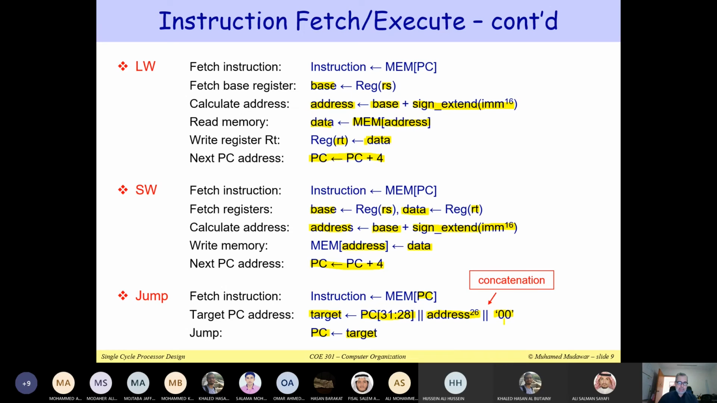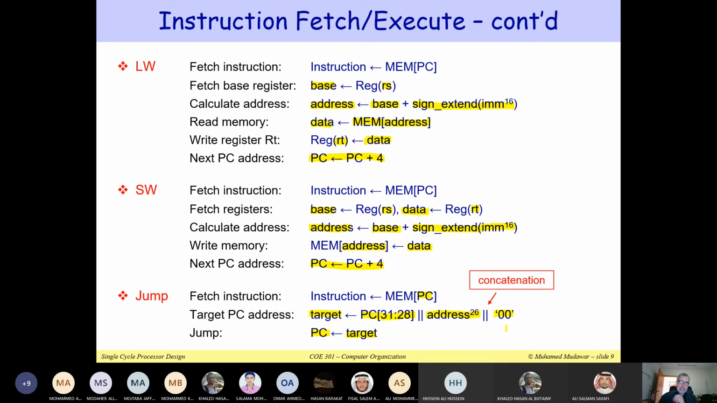This 00 does not appear inside the instruction. This is inserted by the hardware inside the PC register, okay? So the address is only 26 bits inside the instruction, but the 00 are forced by the hardware. So this is part of the implementation of the CPU: the CPU is going to insert the 00 inside the PC register itself, the program counter register, because the PC contains the address of the instruction, so it will always be a multiple of 4. Okay.